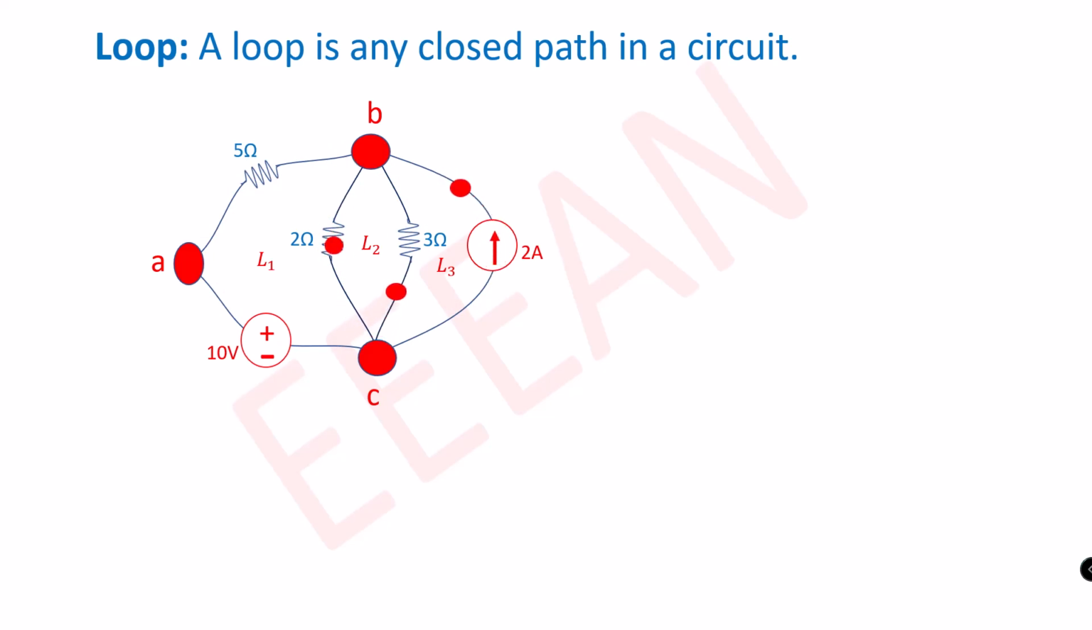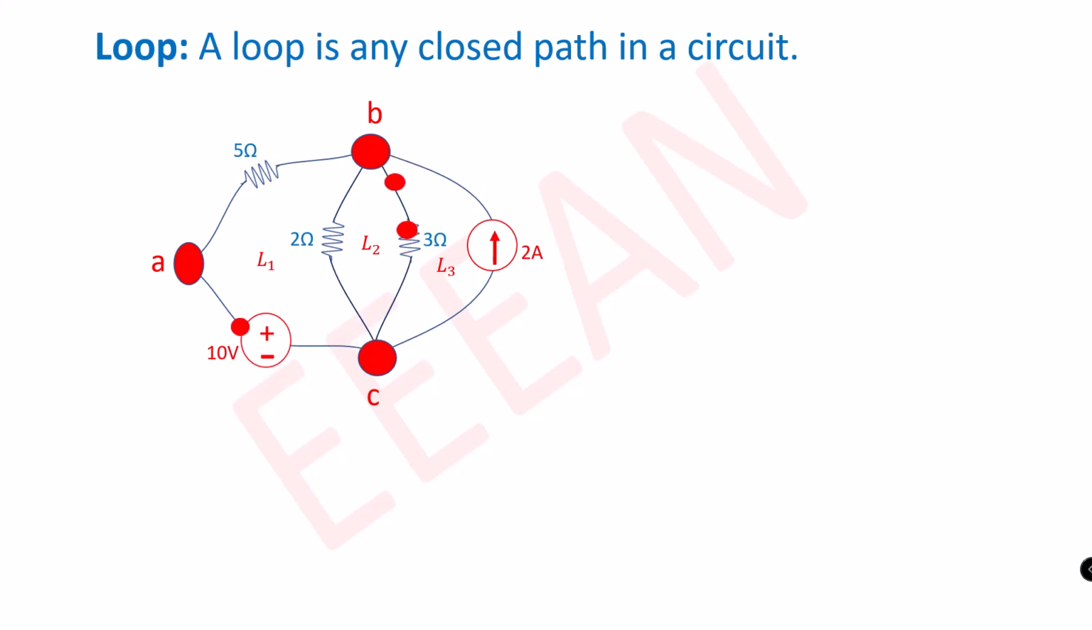What is an independent loop? If there is any independent element in a loop, then that is called an independent loop. Look at loop 1. In this loop, the 5 ohm resistance and 10 volt voltage source contribute only to loop 1. That's why this loop is an independent loop.